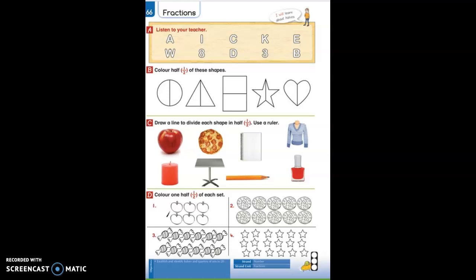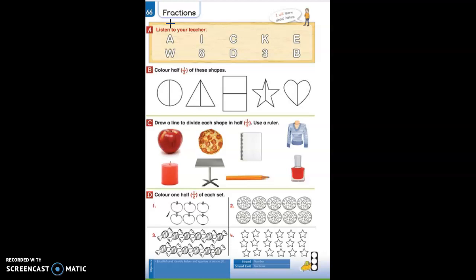For today's lesson, we will look at page 66 in your Planet Maths book on fractions. If you look at section A, it says, listen to your teacher. So what I would like you to do in section A is to get your ruler and your pencil, and I would like you to divide each letter or number into halves.